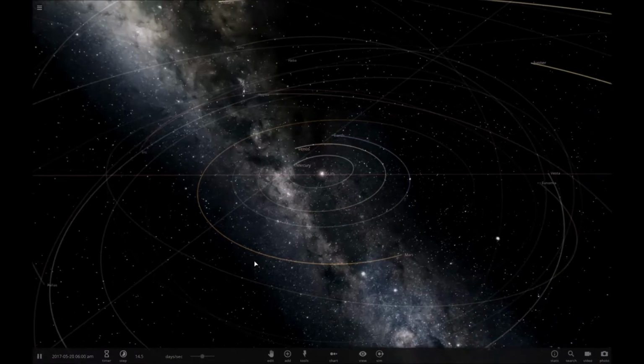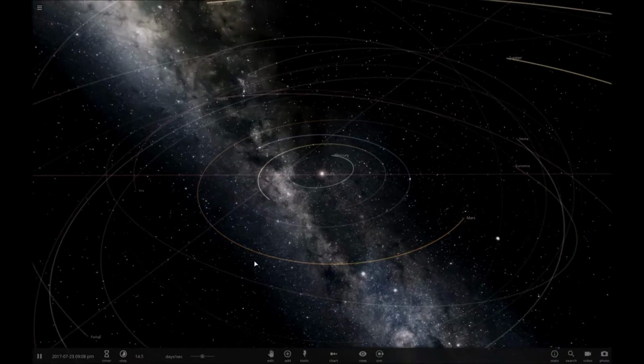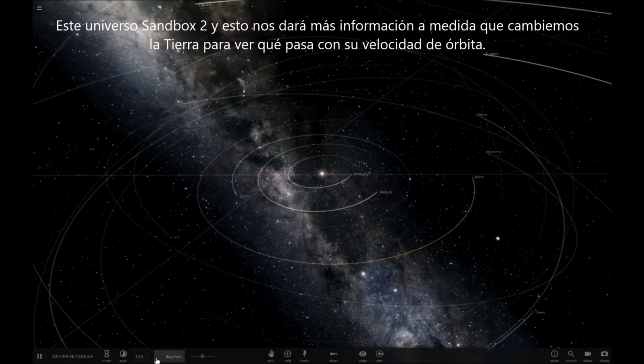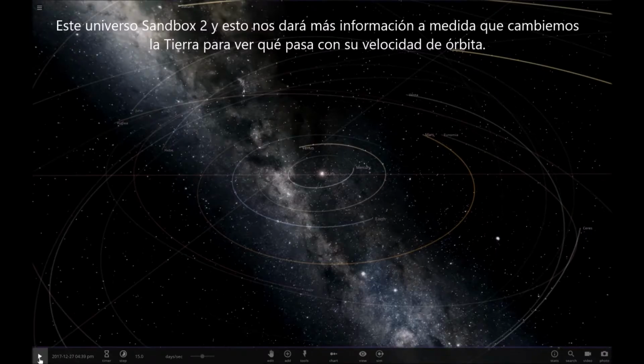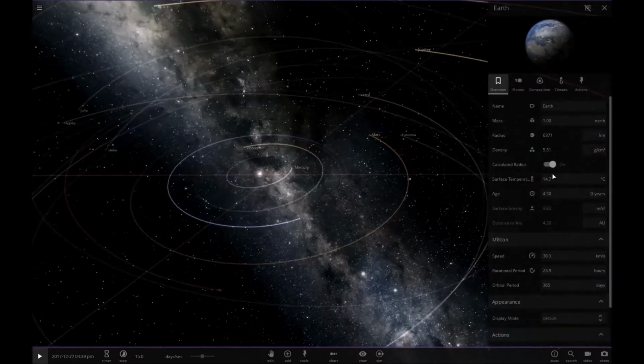So here we are with the Universe Sandbox simulator, the one that we showed in that one video, and you can see it's got the solar system here with the planet spinning around, and it's all happening fairly quickly with 14.5 days per second, so everything's spinning fairly quickly. I want to pause for a second. We're going to select Earth. I want to look at its information.